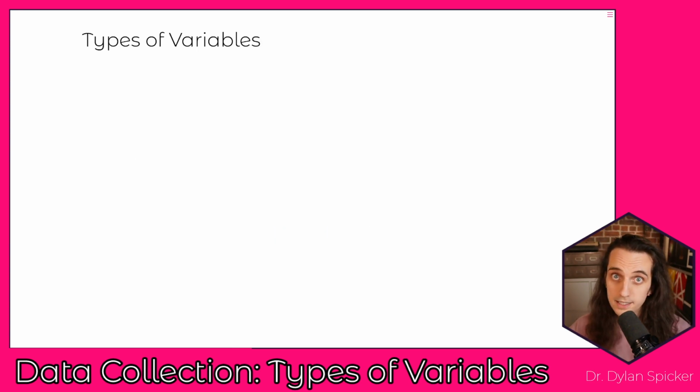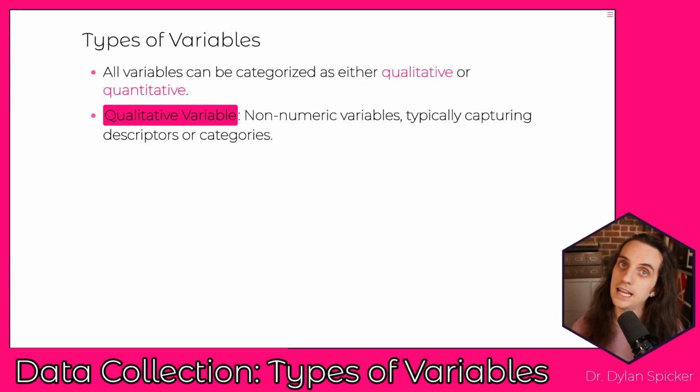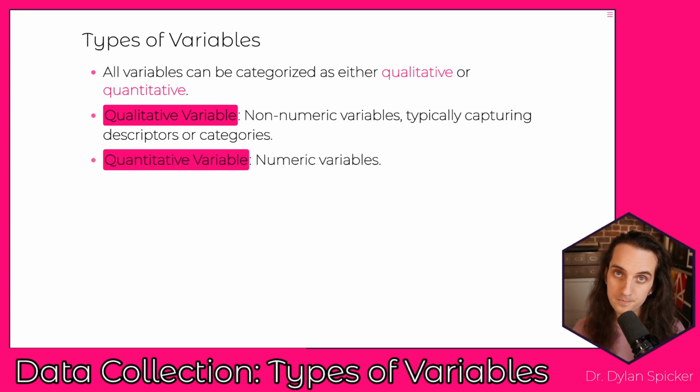And so broadly, there are two main categories of variables. Either we're going to have qualitative variables or quantitative variables. At a high level, qualitative variables are those that are non-numeric, and quantitative variables are those that are numeric. Right? And so a qualitative variable is any non-numeric quantity, and it's typically capturing things that are descriptors or categories. So if you can categorize it, if you can explain it with a short bit of text, if you can put it into some group somewhere, that's typically going to be qualitative.